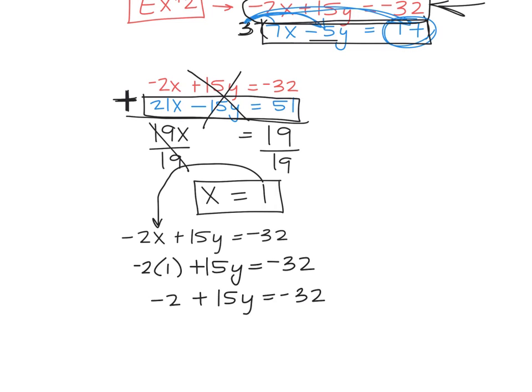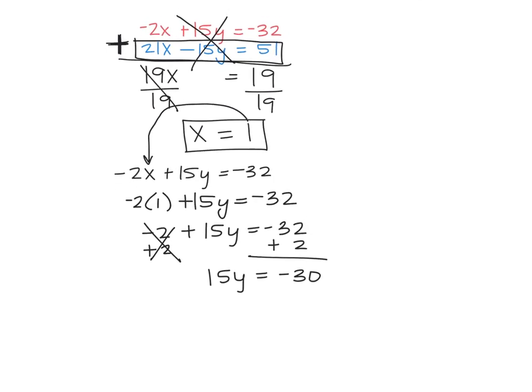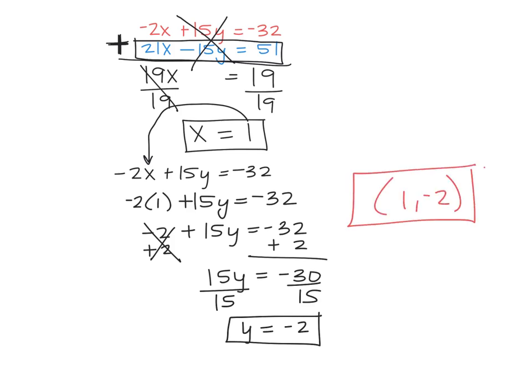Okay, then we're going to add 2 to both sides. So plus 2, plus 2. What's negative 32 plus 2? Negative 30. So we get 15y equals negative 30. And then we divide by 15. What's negative 30 divided by 15? Negative 2. Okay, so your answer right now is 1, negative 2.